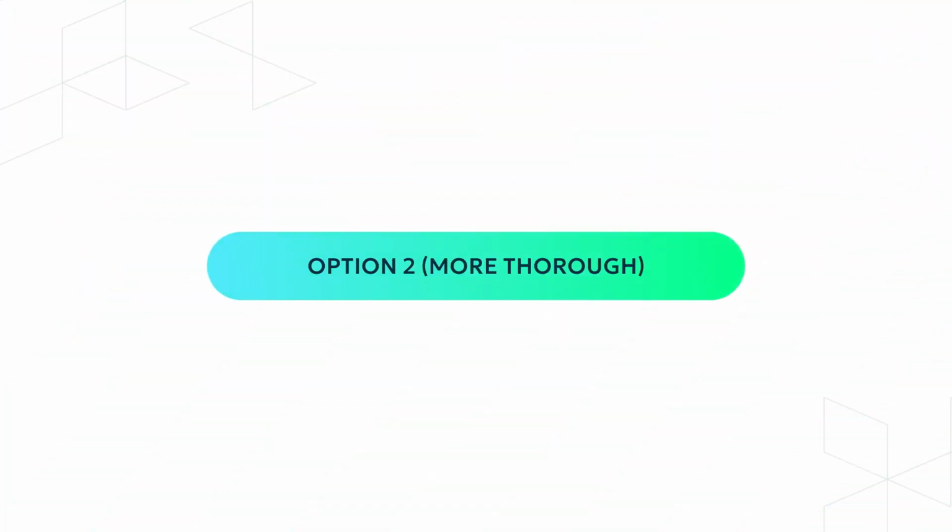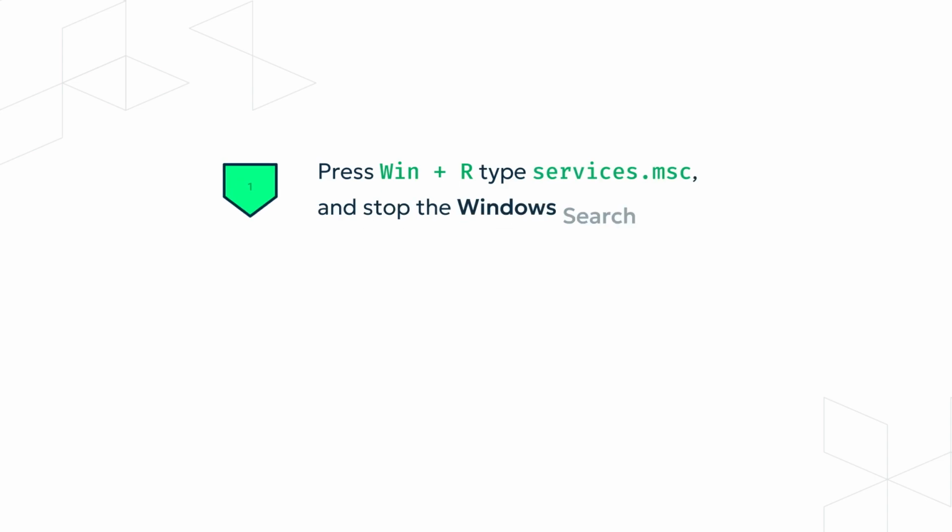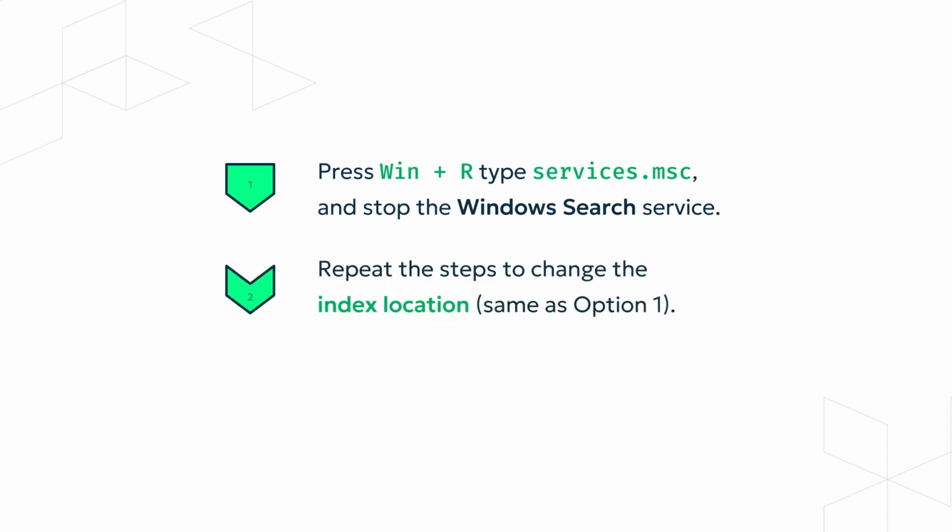Option 2, more thorough. Press Win+R, type services.msc, and stop the Windows Search Service. Then repeat the steps to change the index location, same as option 1. Restart the service and Windows will rebuild the index in the new location.